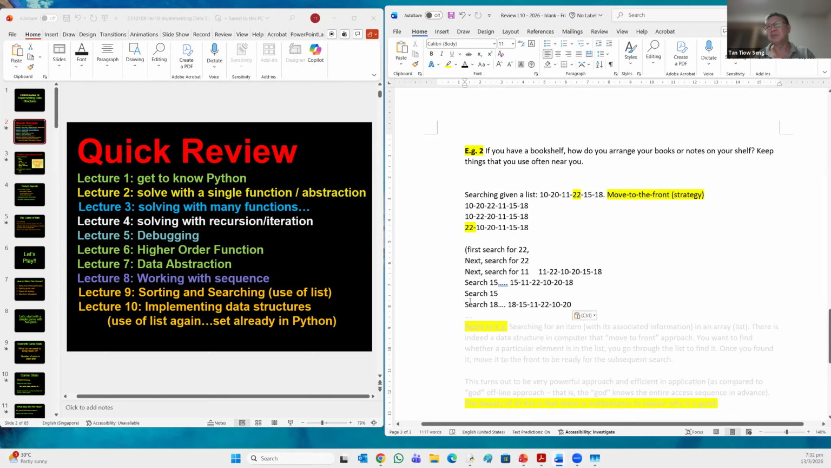So the proof says that basically this approach is no worse than the superhuman being. In this case, we can call it a god. The god is able to do, if the god knows about what you're going to do. First, I'm going to search for 22. Then I search for 22. And I search for 11. I search for 15 and so on. If this is presented to the superhuman, then that superhuman should be able to arrange this list somehow to suit this searching pattern.